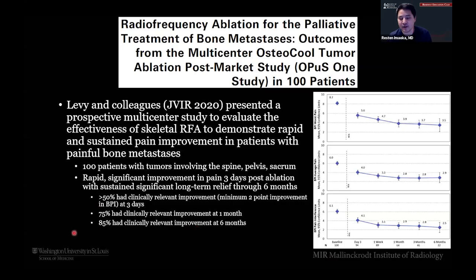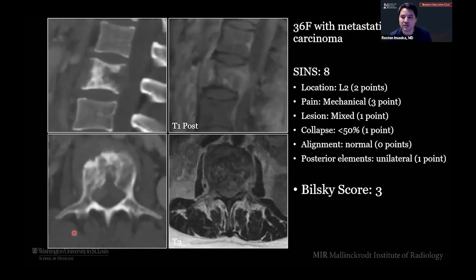It showed that it's very effective at limiting that bone pain, potentially skeletal-related events that come with all these spinal mets. And so what might your typical patient look like? This is a patient we did relatively recently. She's 36, metastatic colorectal cancer. If we look at her imaging here, when we calculate her SINS, we gave her a score of 8, right?